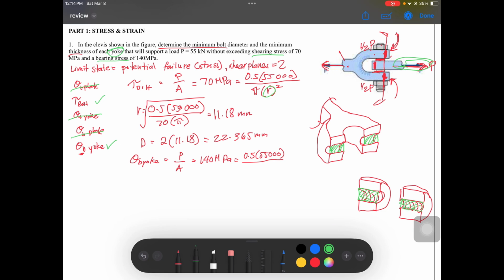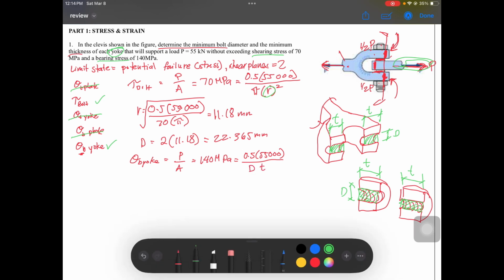So, ano ang mga variables na yan? This is yung thickness na hinihingi. This is the thickness ng yoke. And then, ito yung nakuha nating diameter ng bolt, which you also can see mula dito. And then, thickness, and then thickness. Okay? So, let's write the area ng bearing ng yoke is D times T.